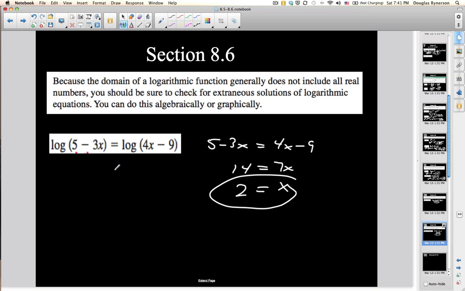So in this case, even though I've solved for this, there is no solution, because when I plug it back into the equation, it doesn't work. No solution. This is an extraneous solution.